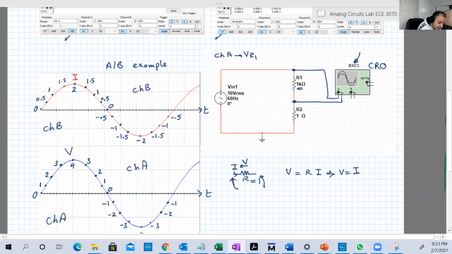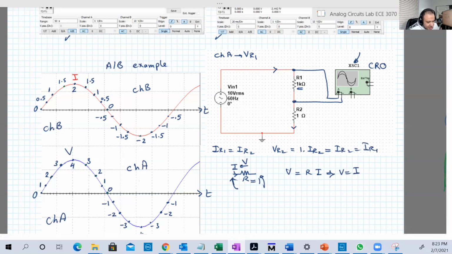But here we see that R1 and R2 are in series. So the current IR1 is equal to the current IR2. And VR2 is equal to 1, which is the value of R2, multiplied by IR2, which is equal to IR1. So if we measure the voltage across R2, this is basically the current through R1. So we should now connect channel B across the terminals of the resistor R2.